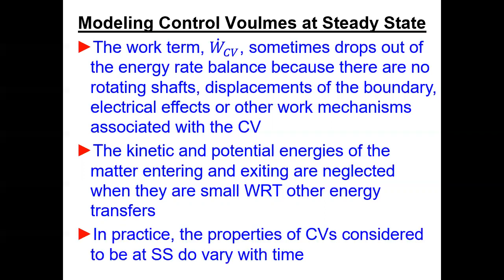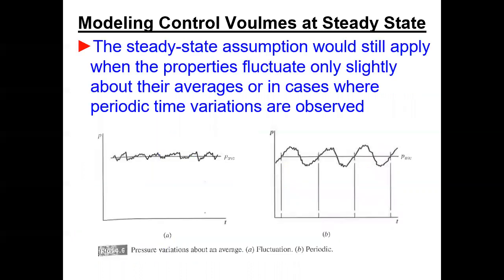In practice, the properties of control volumes considered to be at steady state do vary with time. They certainly can. So this is the little discussion that comes with this. Let's say this is pressure versus time for a control volume. You can see that in A we've got some kind of random fluctuation, but it's not huge. If you had data, you could average it out and probably just use that average pressure in your calculations. And life would be pretty good.